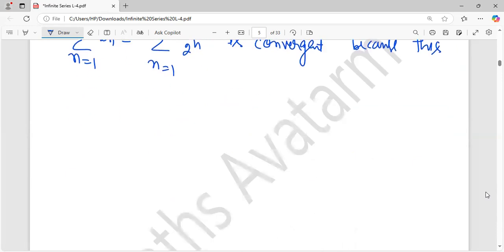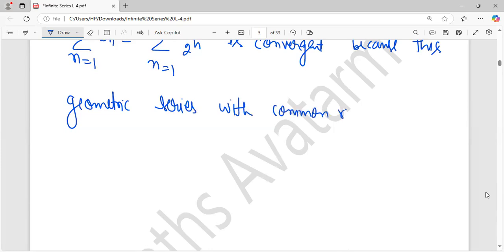This is a geometric series with common ratio r less than 1. What is the common ratio? The common ratio is 1 by 2, and 1 by 2 is less than 1. If a geometric series has a common ratio whose numerical value is less than 1, the series always converges. So this implies this series is convergent.